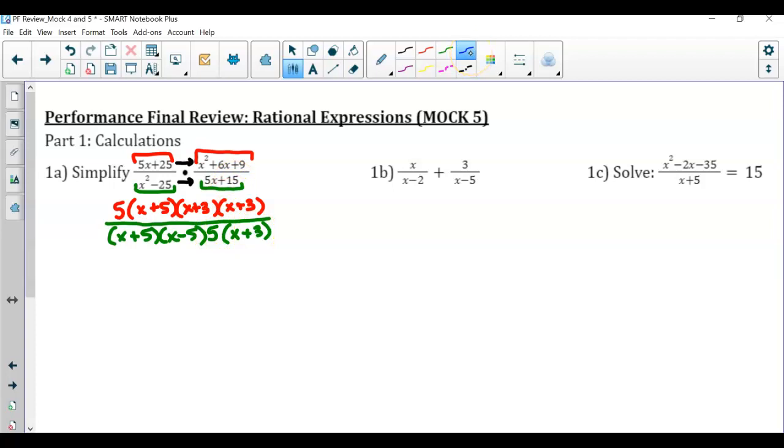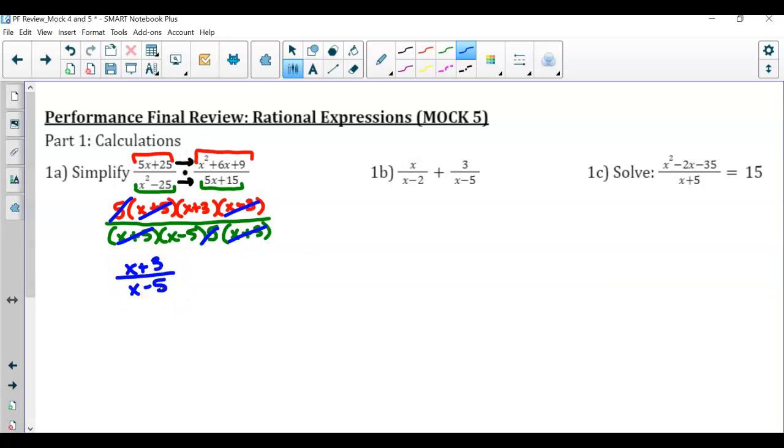Now we can start canceling out. I see I have x plus 5, and I have x plus 5. I also have 5 divided by 5, which is 1. So you are left with x plus 3 over x minus 5.